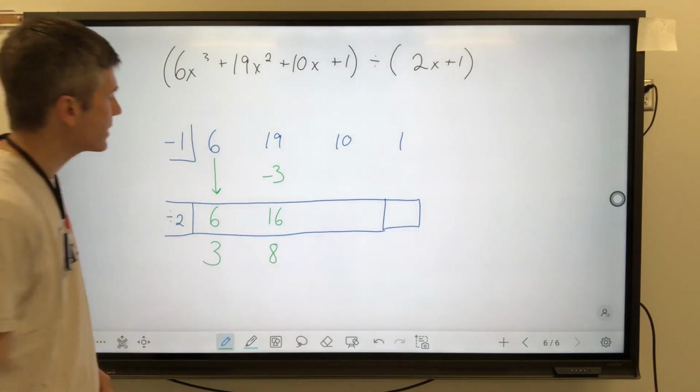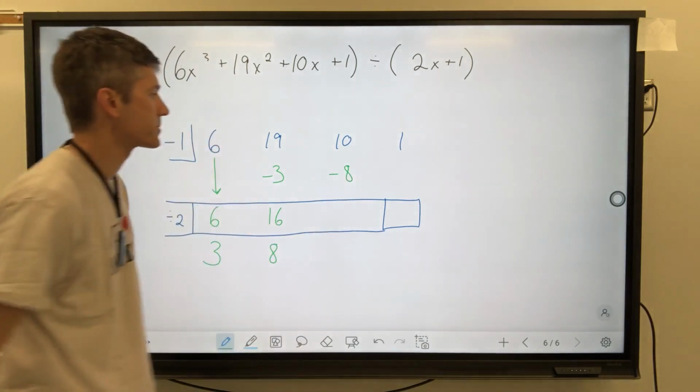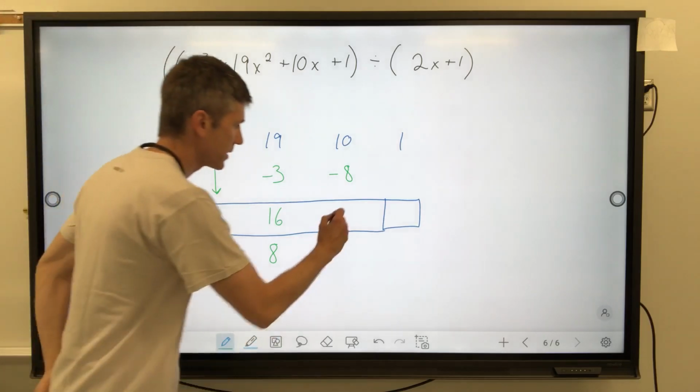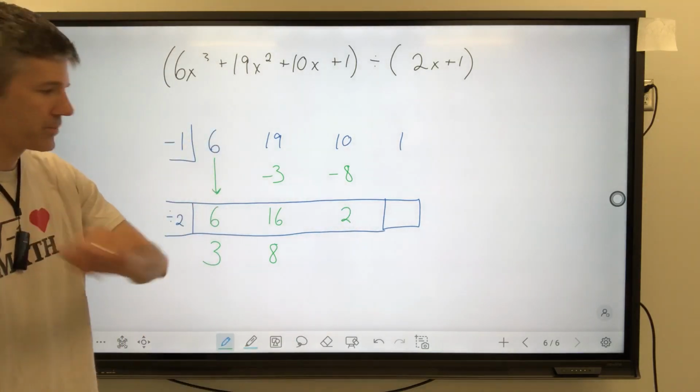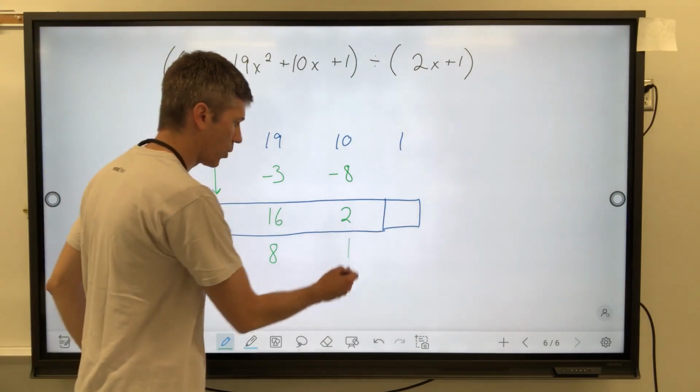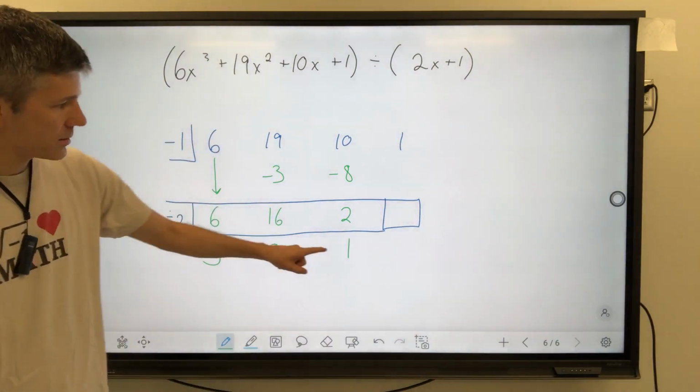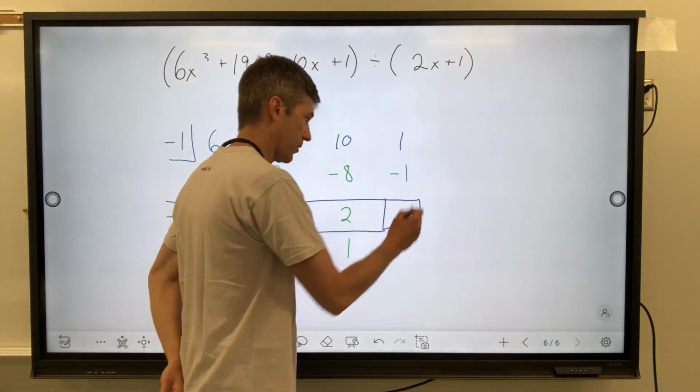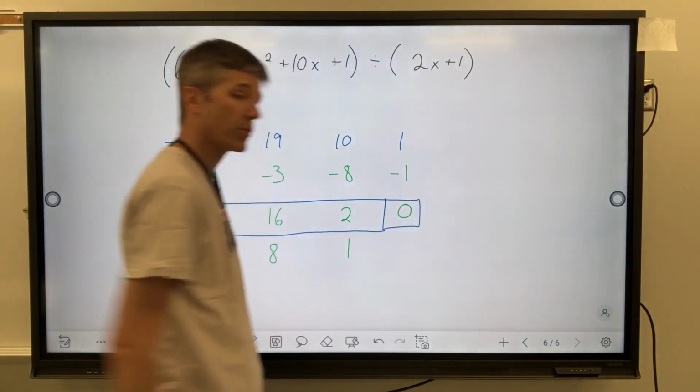Negative 1 times 8 is negative 8. 10 minus 8 is 2. Don't stop there. 2 divided by 2 is 1. Negative 1 times 1 is negative 1. Plus 1 is 0. We have a remainder of 0.